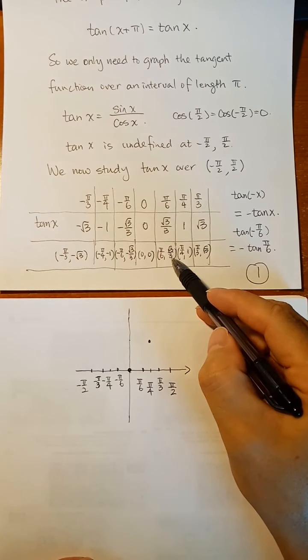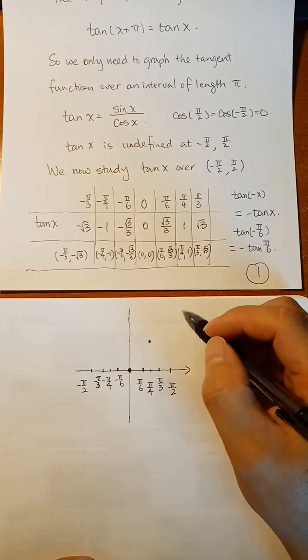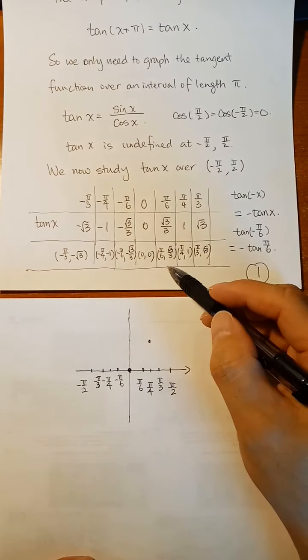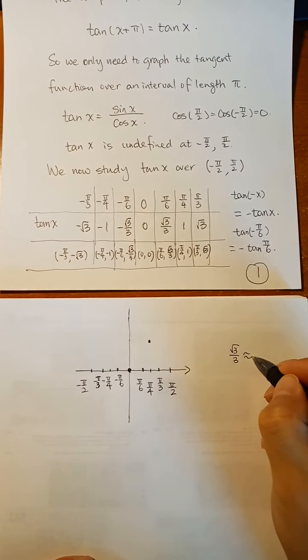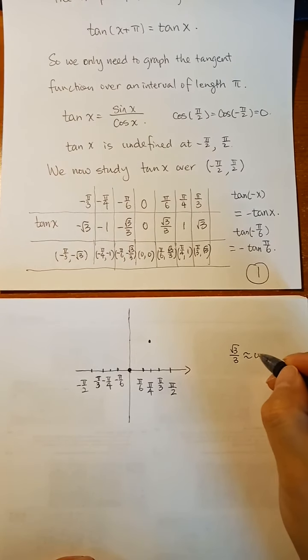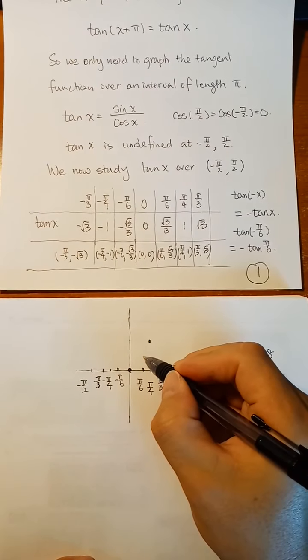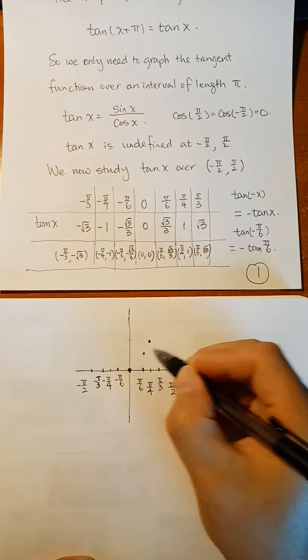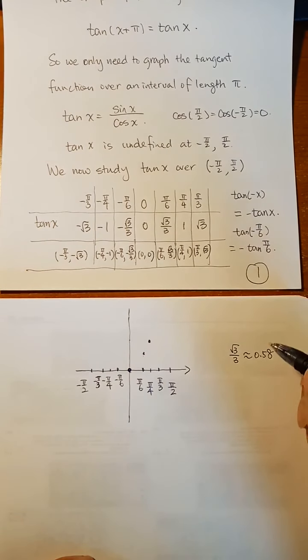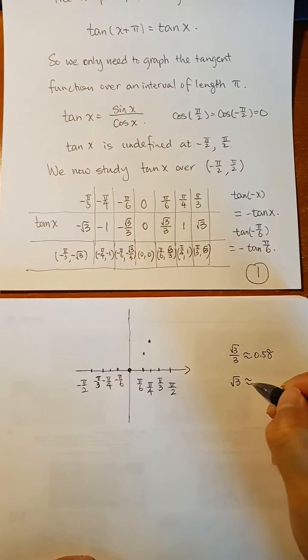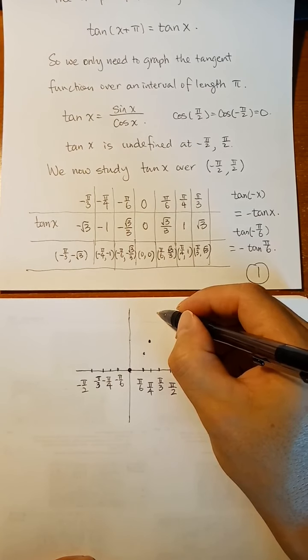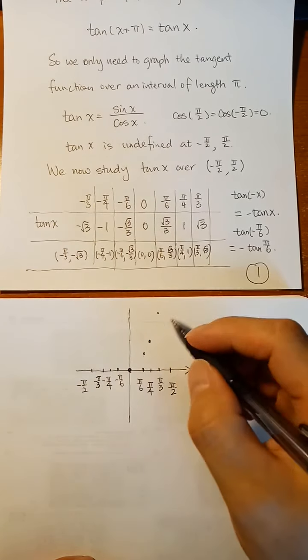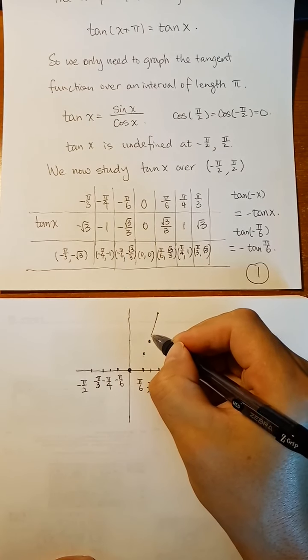And pi over 6, square root of 3 over 3. You can use a calculator to get the approximation of root 3 over 3. Root 3 over 3 is almost what? It's almost 0.58. So it's like half. And the root 3 with a calculator is about 1.73. They are not on a straight line. It's a curve. So just connect them smoothly.